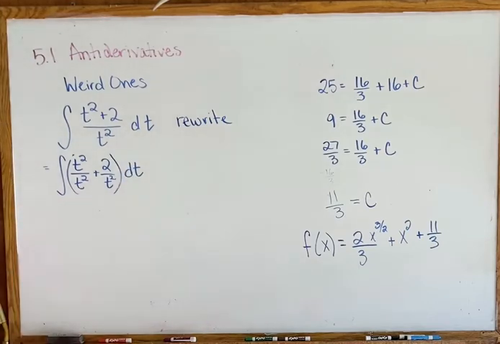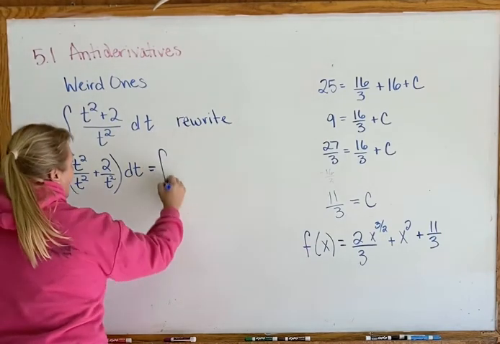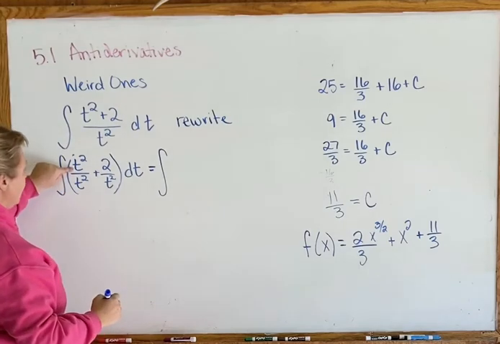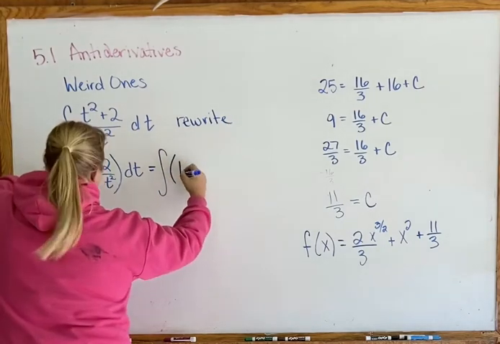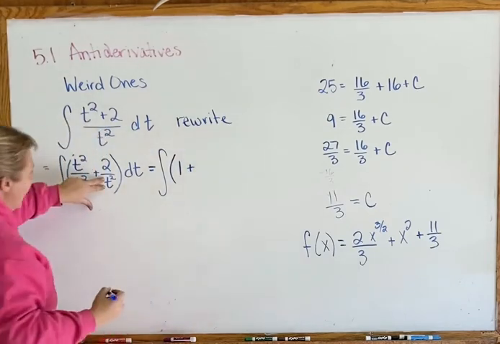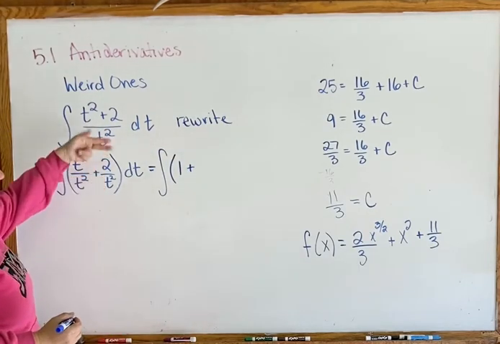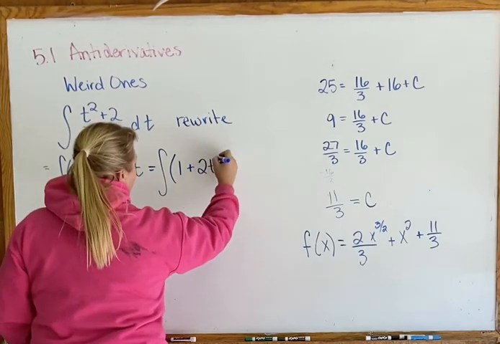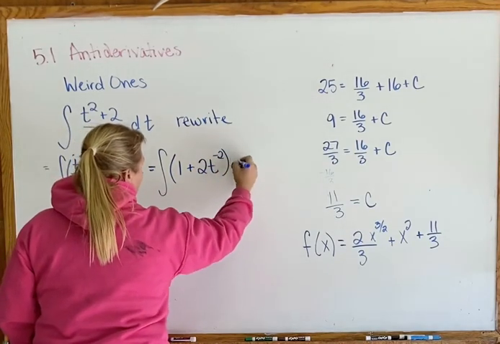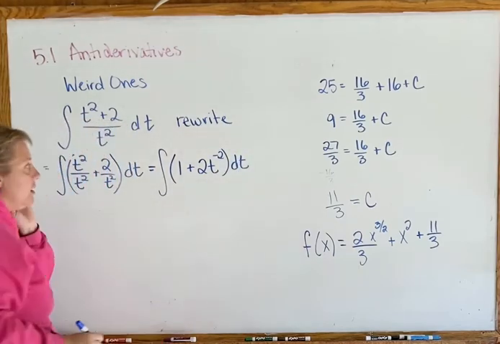Okay. All right, so I know it still looks ugly, but can we do a little simplifying here? So when we keep rewriting, isn't t squared over t squared just 1? So don't we have 1 plus, and could I pull these t squareds up to the top? So could I pull that up and do 2t to the negative 2 dt?